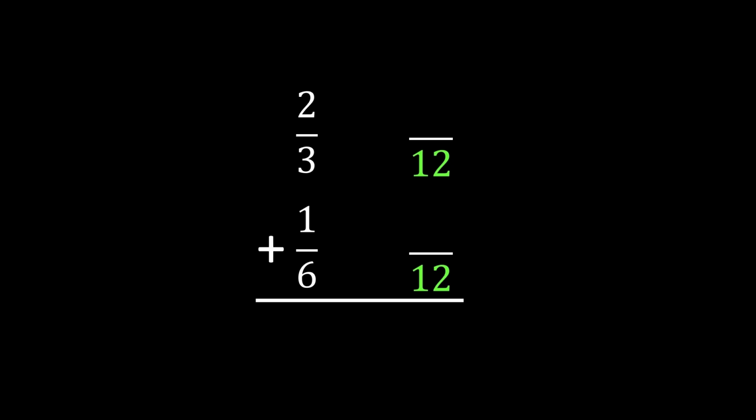And if we're going to use 12, we first have to think about what can I multiply the 3 by to get to 12 because I need to make those equivalent fractions. Well, 3 times 4 is 12. And if I multiply my denominator by 4, I need to multiply my numerator by 4. 2 times 4 is 8.